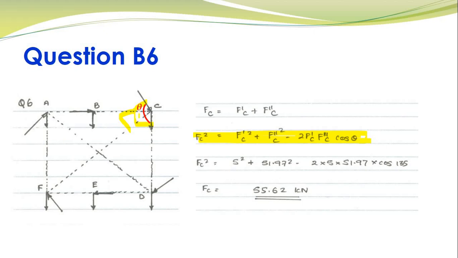We know that this angle is 45, so this angle is 45 over here. So 90 plus 45 is 135. Substituting for the values, the resultant force acting on bolt C is 55.62 kilonewton. The force acting on bolt C is also the same as the resultant force acting on bolt D. So Fc is the same as Fd.